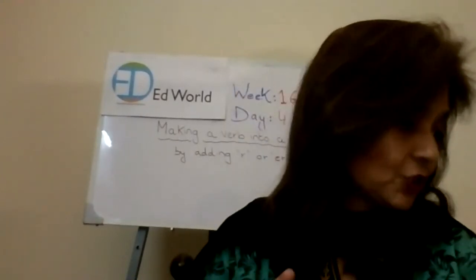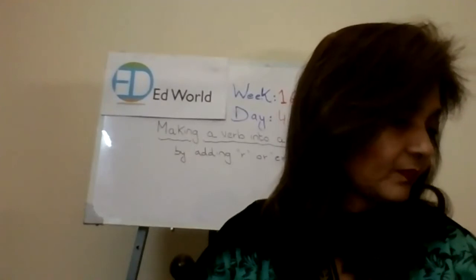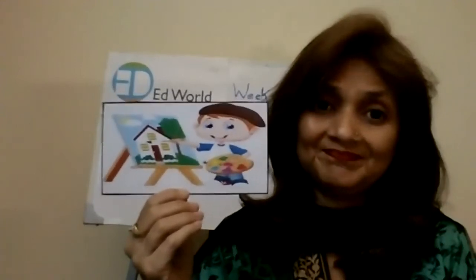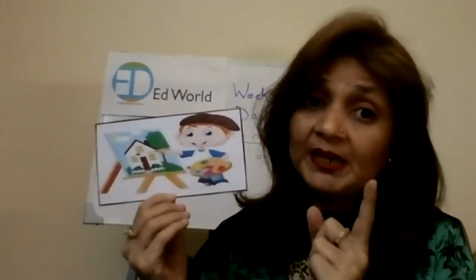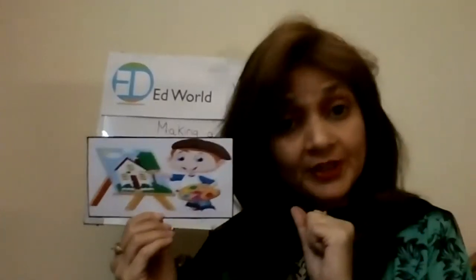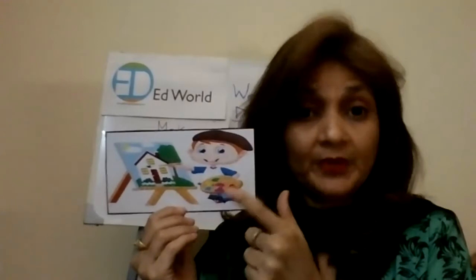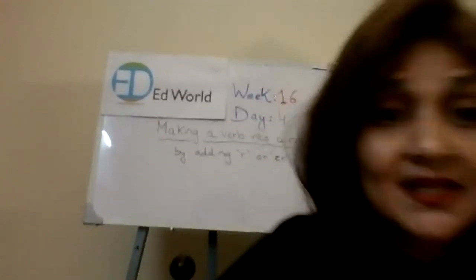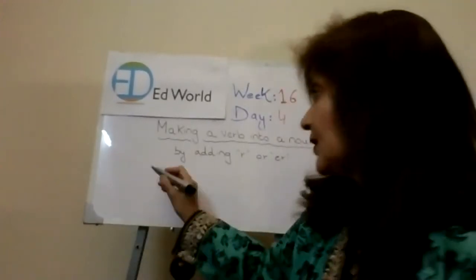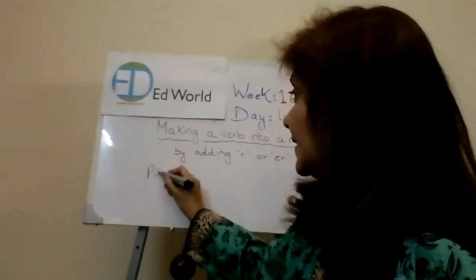Okay. Now I'll show you a picture. What is this person doing? He is painting. He is painting a house. So, what do you call him? He's a painter. Now, paint, what is paint? Paint is a verb. Painting is a verb, right? And painter is a noun.